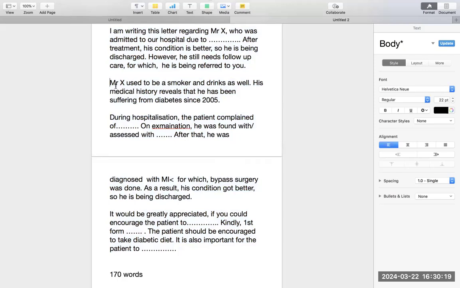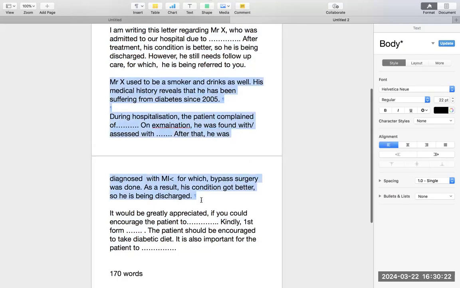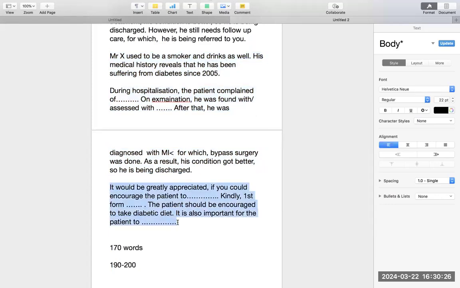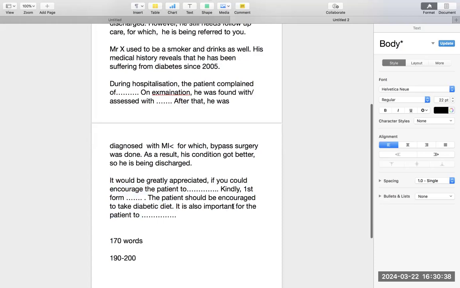Again, social history and during hospitalization and the whole data selection will depend upon this paragraph, because this is the main purpose. This is the follow-up care that the patient needs, that he should be encouraged to do this thing. It is important for him to do this thing. It is important to assist the patient. Or if you have to do something, it is important to dress the wound daily.